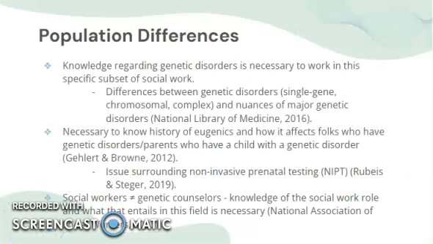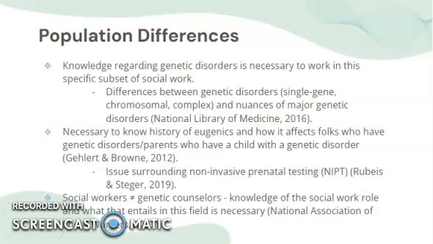So just kind of getting into it, there are definitely some population differences within the specific subset of social work. The first difference is that you really need to have just a general knowledge of genetic disorders. There are so many different kinds, and just having a general idea of the different kinds of genetic disorders would be really helpful in this specific field of social work, because you could have clients who have completely different genetic disorders that need different kinds of support, so having that knowledge is key.